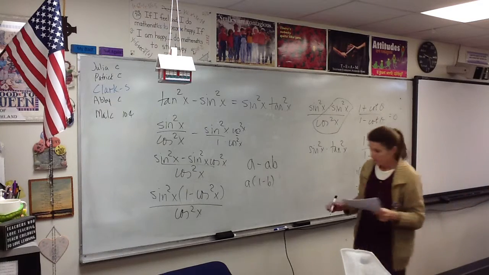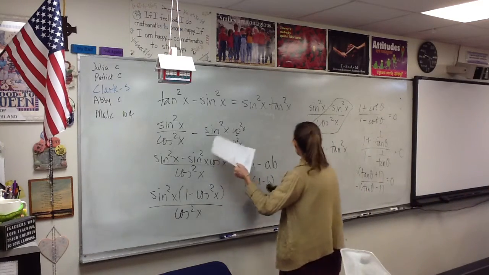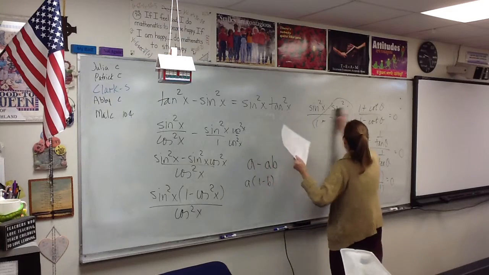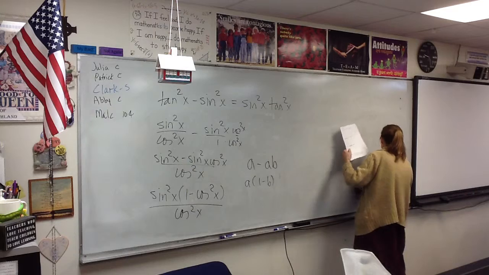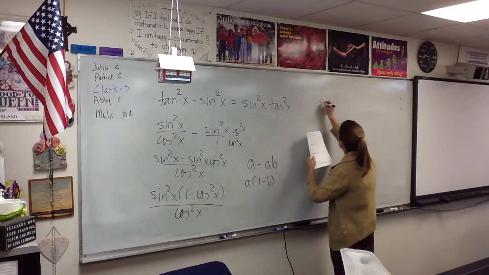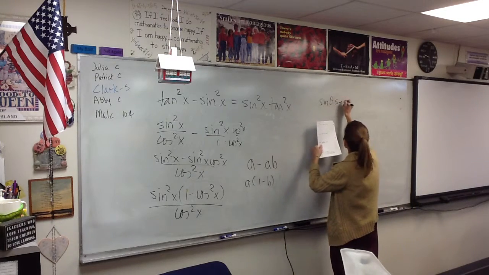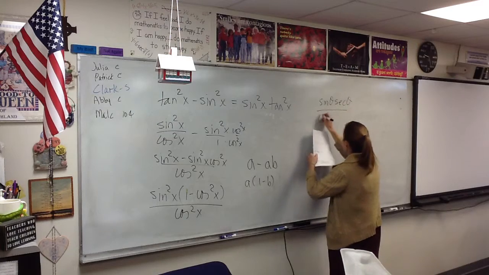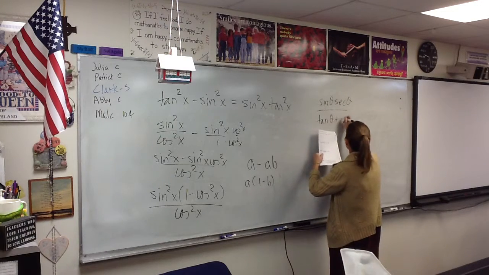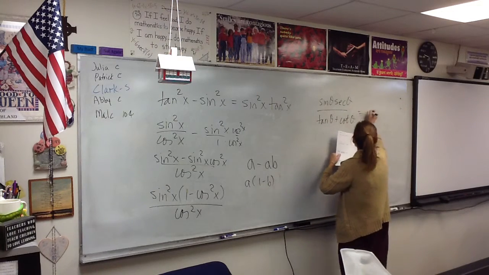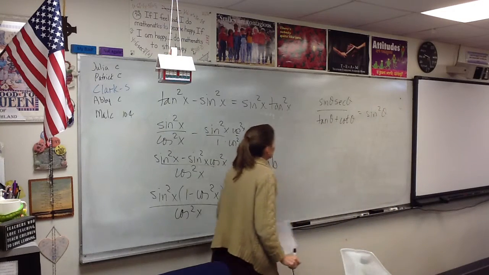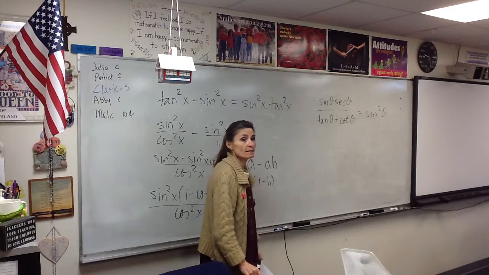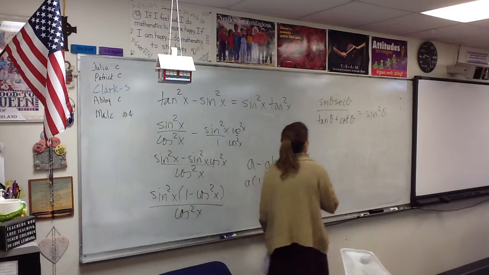3. All right, 3 is a prove. So we're going to change one side into the other side. The left side. So I hear from the audience, we should start on the left side. I believe that's a good idea. What do we want to do to the left side? Make everything sines and cosines.